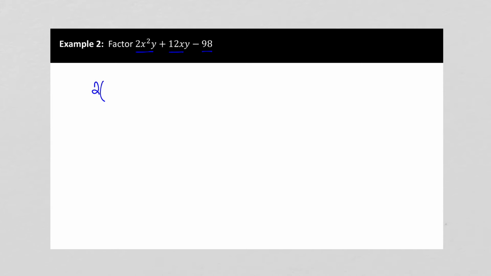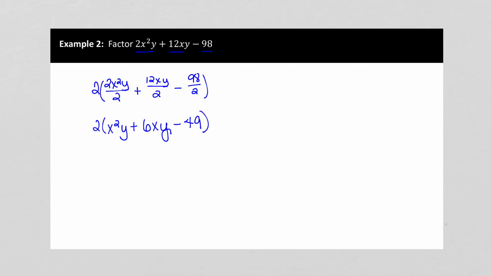So if a 2 comes out, then we have 2x squared y divided by 2, because we've pulled out the 2, we're just left with x squared y, plus 12xy divided by 2, we're left with 6xy, minus 98 divided by 2, which is 49. Oh, that's right. And that's all you can do with that.